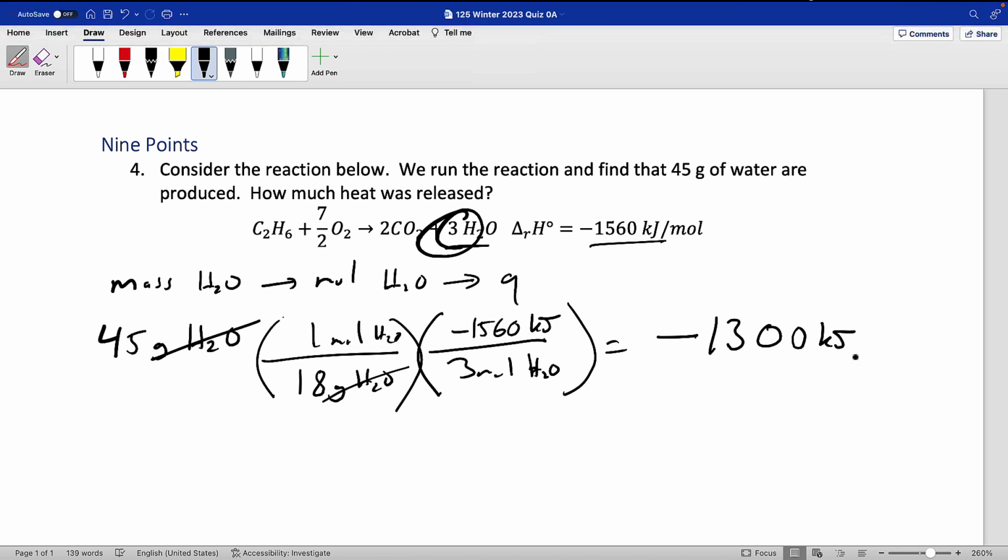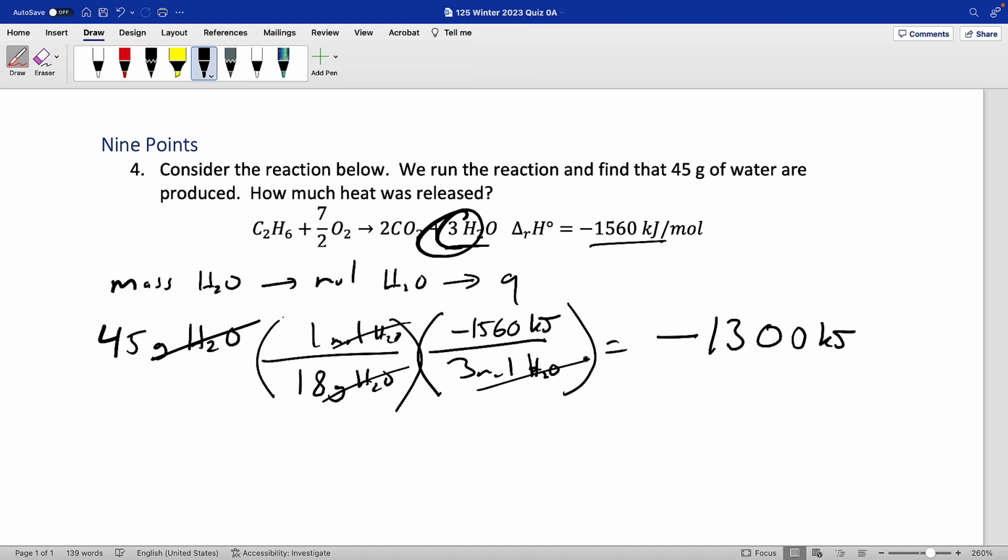And notice it's not kilojoules per mole. We've taken care of our moles here, so this is not per anything. This is the actual amount of heat that would be given off if we had a reaction where we burned ethane and got 45 grams of water being produced. So it's negative 1,300 kilojoules, since the reaction is giving off heat.